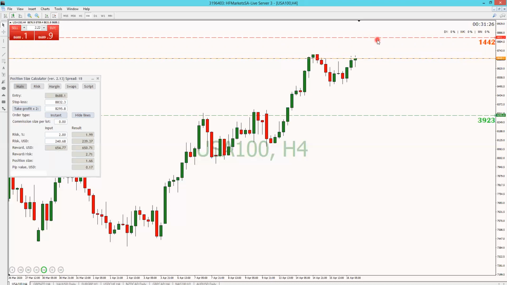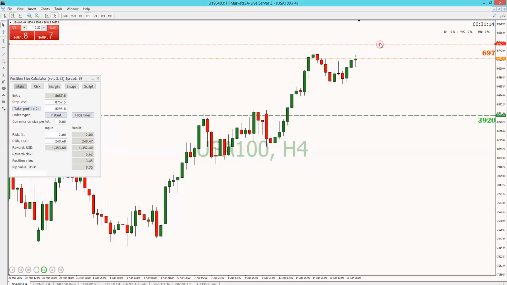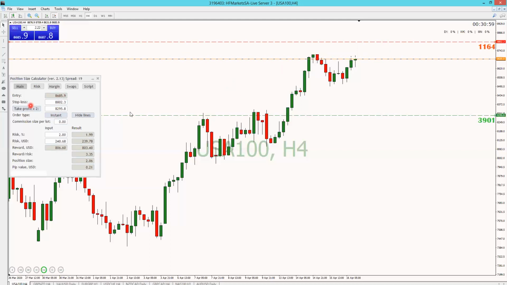So the stop loss is related to the lot size in an inversely proportional relation. The bigger the stop loss, the smaller the lot size. So in numbers, what is the tool actually doing? Suppose I was to sell there, put my stop loss there, put my take profit there. I have that entry at current price. This is take profit, 8295.8, and then stop loss up there, it says 8802.3. That's my stop loss.